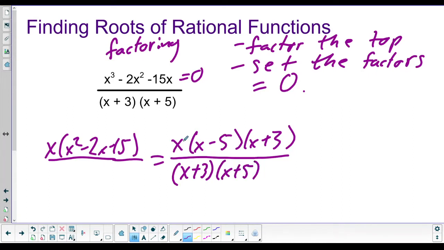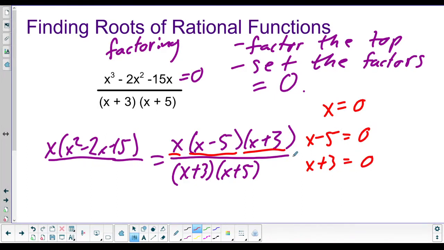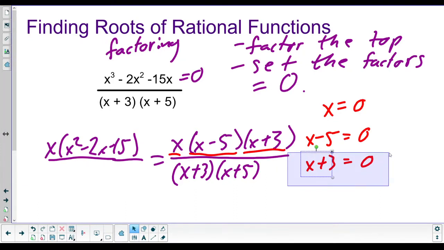Almost there. So if we set each of these three numerators equal to 0, those will be our roots. So x equals 0, x minus 5 equals 0, and x plus 3 equals 0. Let's try and move that bottom one down a little bit. Huh? Shucks. It's never that easy.